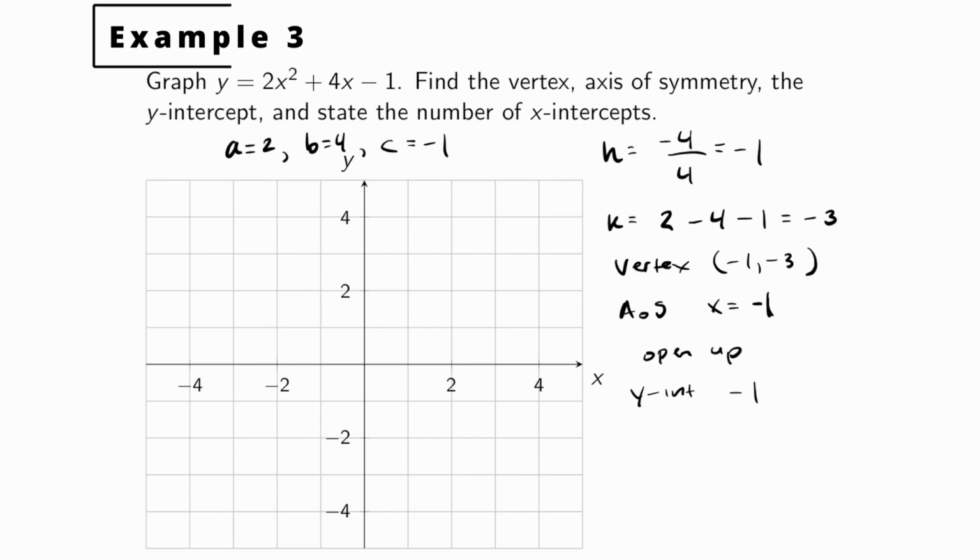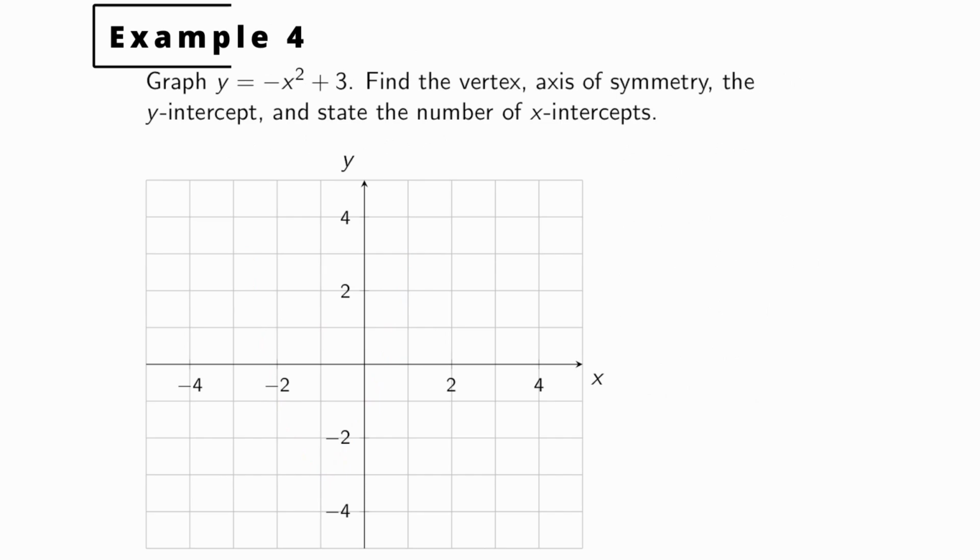So let's graph those points. Here's the vertex, negative 1, negative 3. It's going to cross the y-axis at negative 1, and then it's going to open upward. So it should look roughly like that.